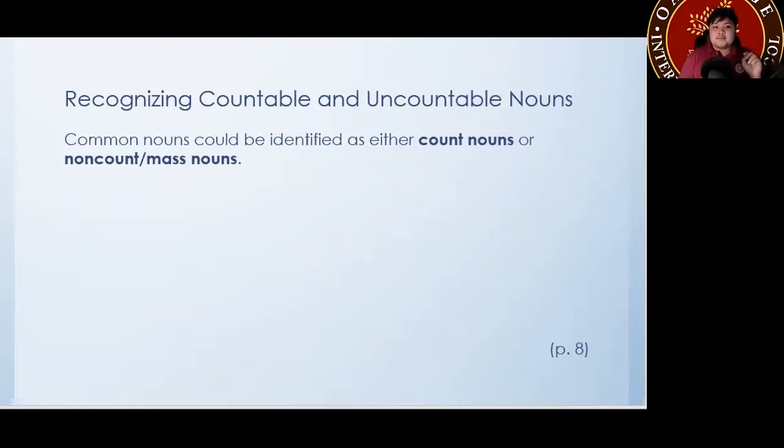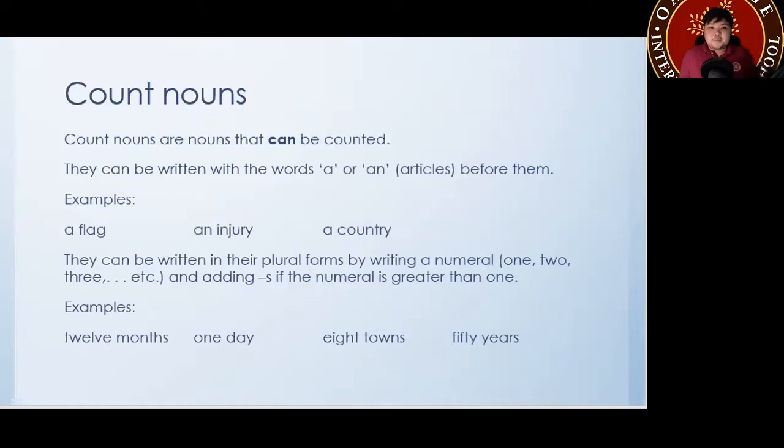Now, what are these kinds of common nouns? First we go for count nouns. Count nouns, basically, class, are nouns that can be counted. When you write them down, you could be writing them with articles before them. Articles, class, would be the words a and an. Now you could write articles before count nouns, especially when you're referring to just one count noun. For example: a flag, an injury, a country, right? These are all count nouns with articles before them.